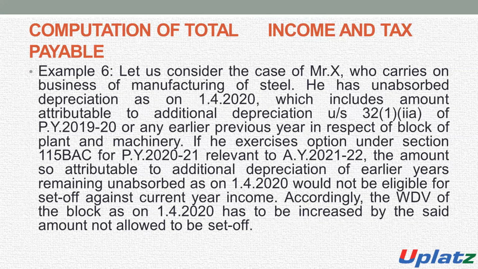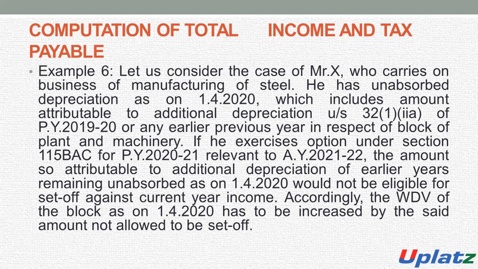under section 32(1)(iia) of the previous year 2019-20 or any earlier previous year in respect of a block of plant and machinery. Means such additional depreciation is related to plant and machinery. If he exercises the option of section 115BAC, means if he wants to calculate tax at the concessional rate of income tax, then this additional depreciation will not be eligible for him. Means the amount so attributable to additional depreciation of the earlier year and the remaining unabsorbed as on 1st April 2020 would not be available.